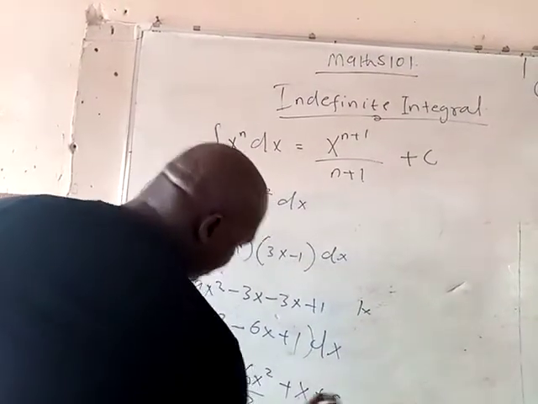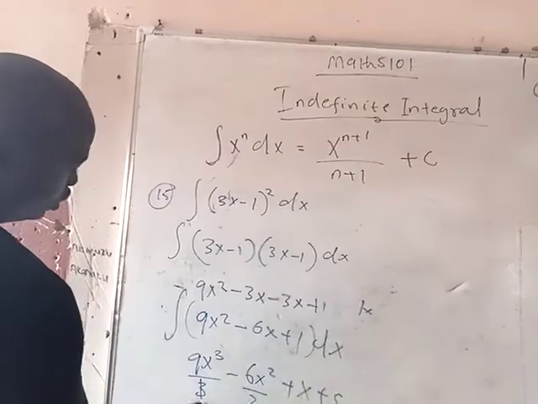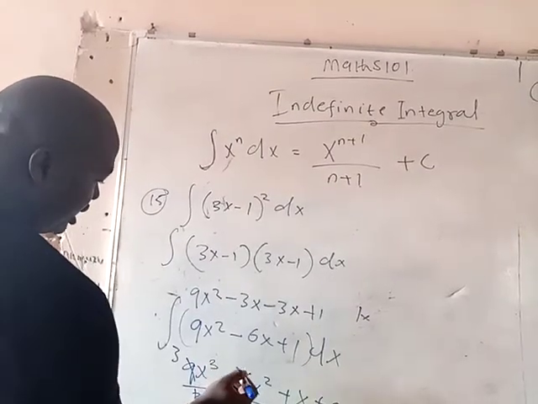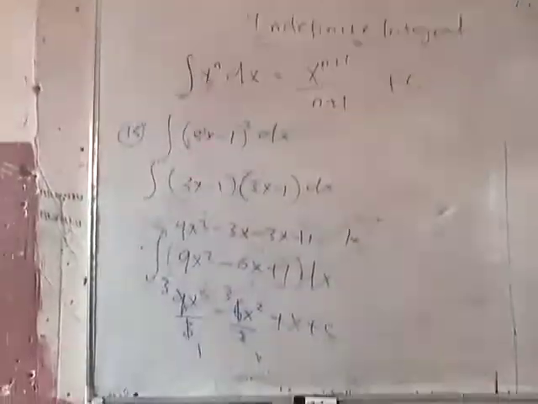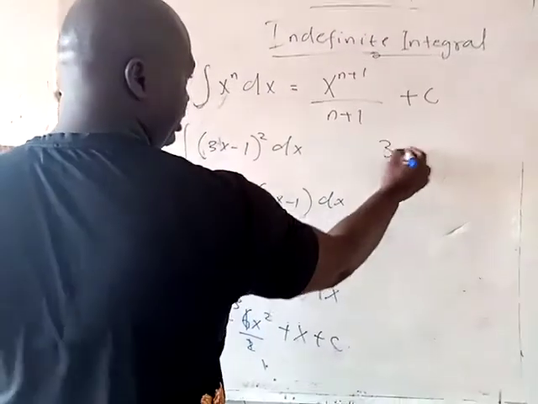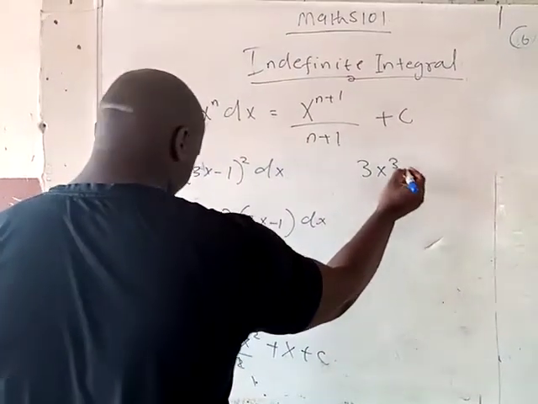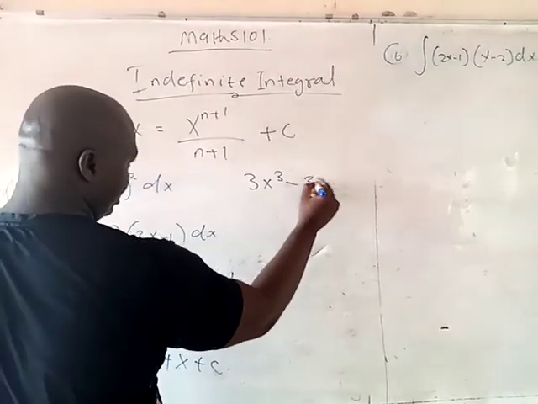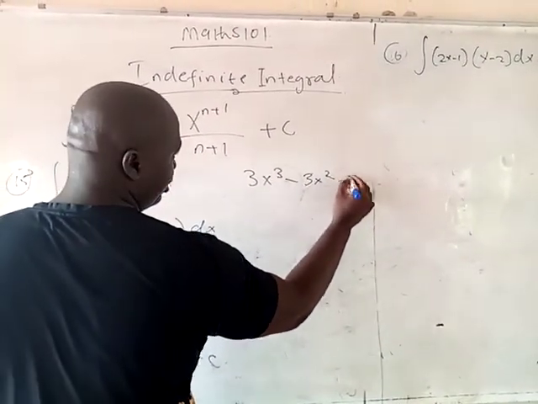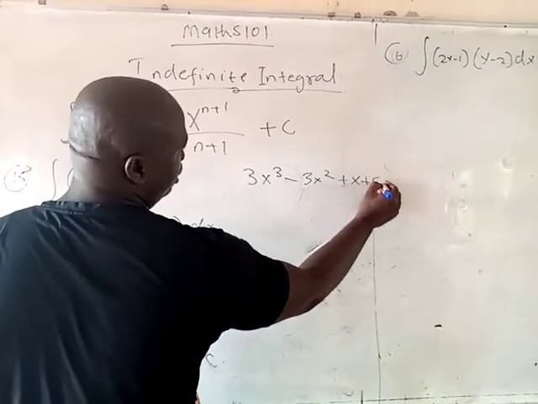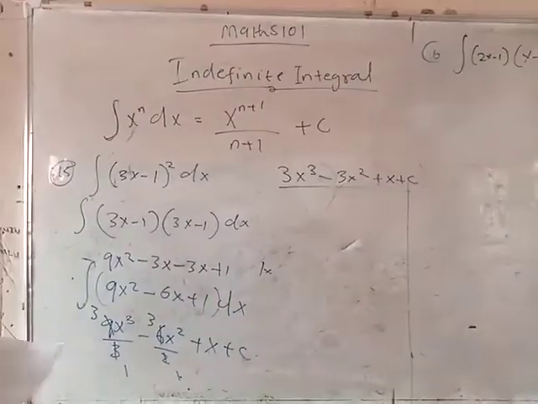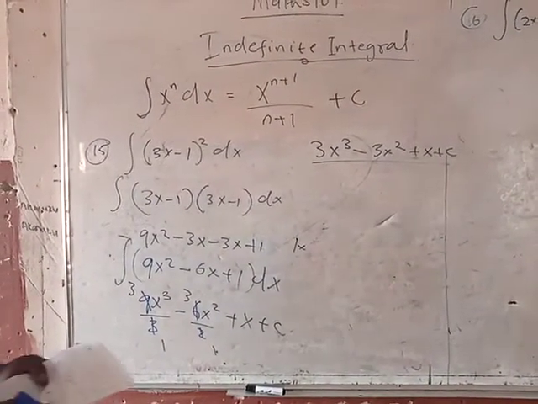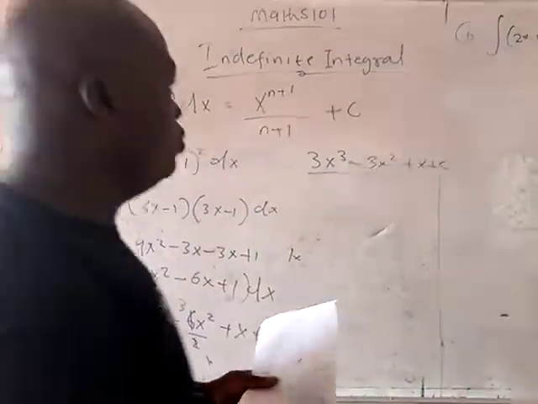Good. Plus what? C. You can see that 3 into 9 goes 3, and 2 into 6 goes 3. So you can arrange our answer to be what? 3x cubed minus 3x squared plus x plus what? C. And that is the answer. Please do not forget your constant. Do not forget your constant always.